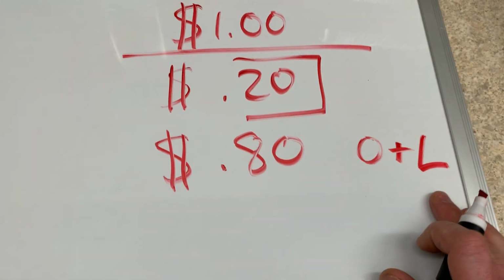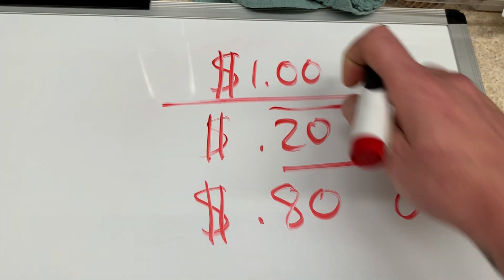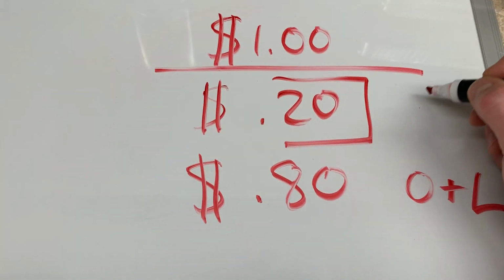So we basically dictated what percentage of that dollar that I made is going to overhead and labor and what percentage is going to food cost.